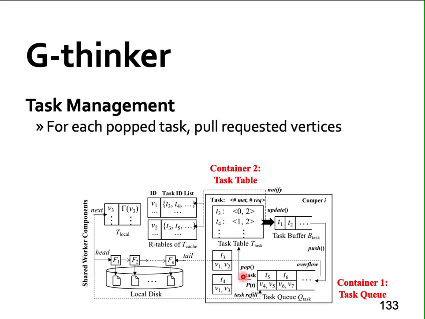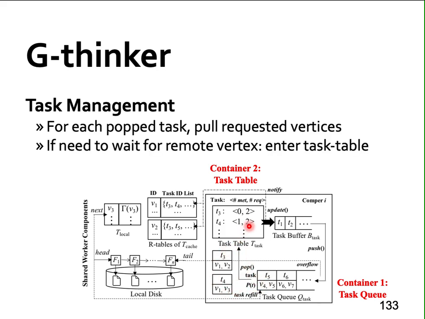Each computing thread posts a task from the head of the queue each time, requests the vertices, and if any of them are not in the cache, it will put the task into the task table shown here to wait for data. We also keep track of how many requested vertices are met.